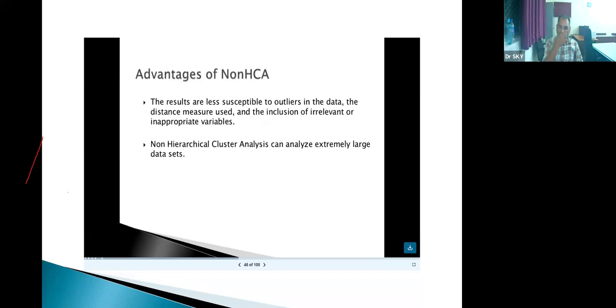Now, what is the advantage of non-hierarchical cluster analysis? The results are less susceptible to outliers, because everyone will be assigned somewhere in the data. They are also less susceptible to the distance measure used and the inclusion of irrelevant or inappropriate variables. Non-hierarchical cluster analysis can analyze extremely large data sets because we already know the number of clusters, so every object will be assigned to the pre-decided number of clusters.